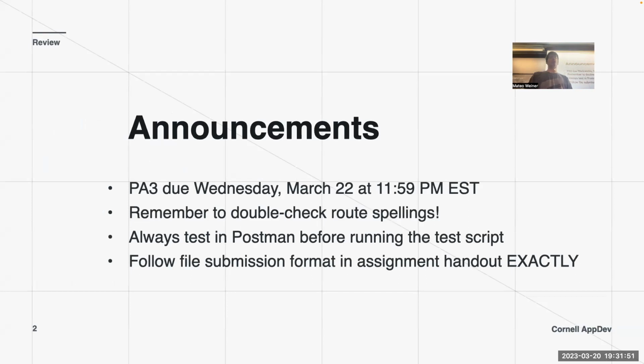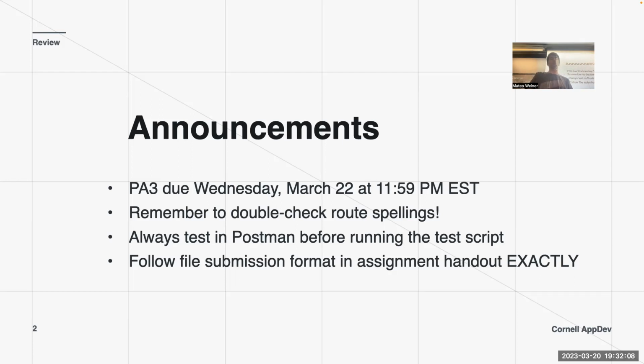PA3 is due on Wednesday at midnight. Always remember to double check your route spelling. It's a big issue you see on Ed. Either you forget /API or you forget a trailing slash, or it changes from /users to /user. So make sure to double check the routes.